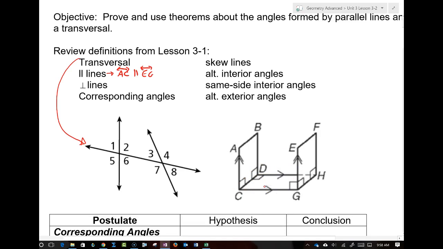Good choice. Now, using the diagram on the right again, give me a pair of perpendicular lines. A pair of perpendicular lines. And if I ask for lines, you give it as lines.